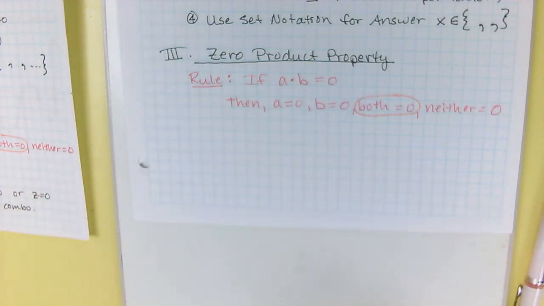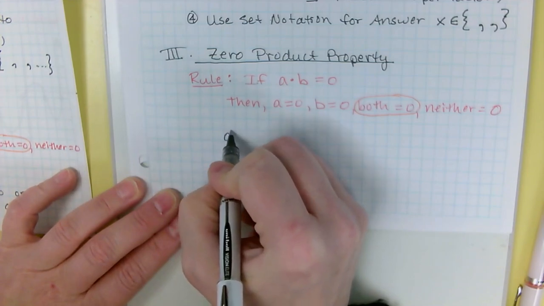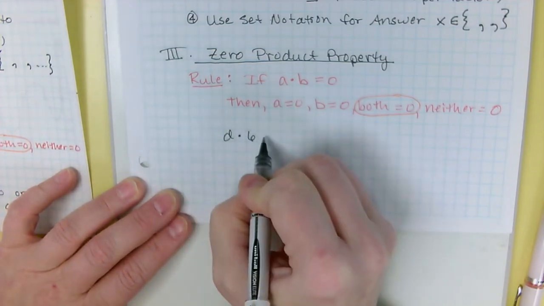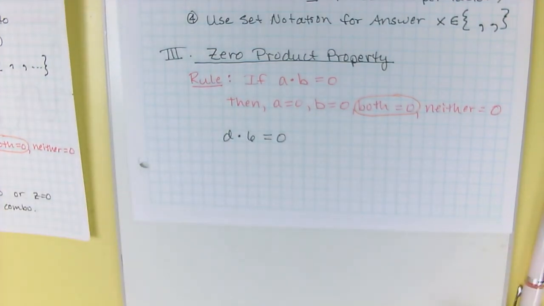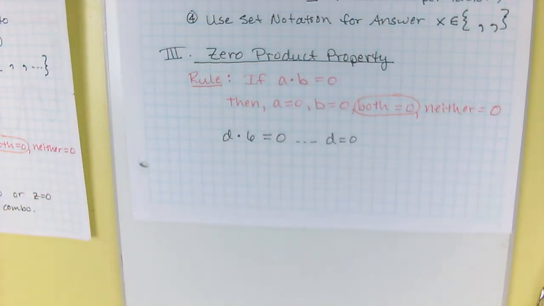Okay, and this formula actually makes sense. For example, let's say that you have d times 6, so some number d times 6 equals 0. The only way that you could multiply a mystery number by a 6 and get a 0 is if that d was a 0.